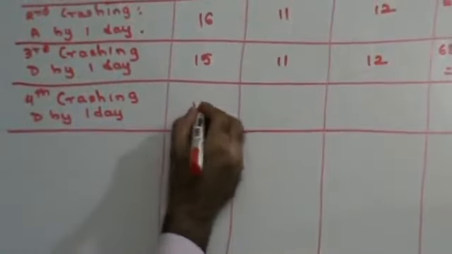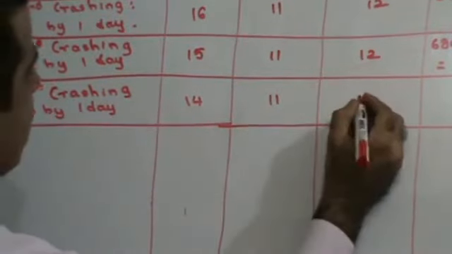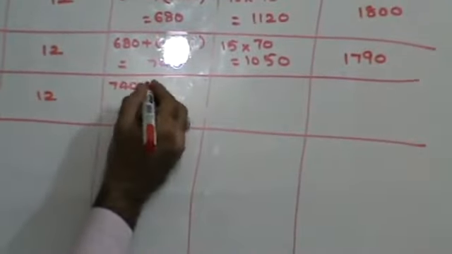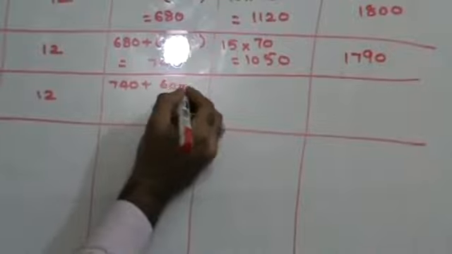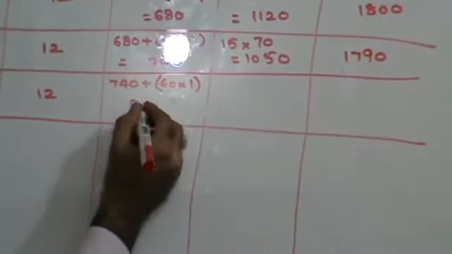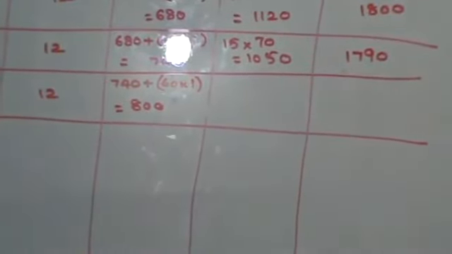Right? So instead of 15, this will become 14 days. There is no D in the second one. There is no D in this part, so this will also remain the same. My cost was already 740 rupees. Crashing cost is 60 rupees per day. So this will become 800 rupees.